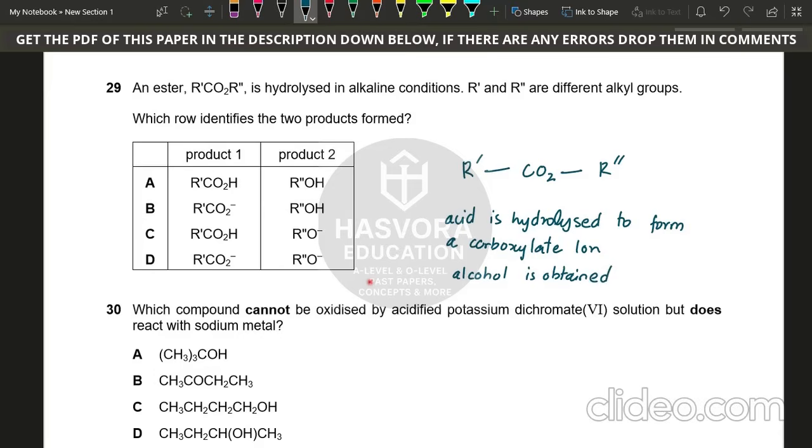So the alcohol is obtained, the R double prime OH will remain as it is, while the carboxylate ion will be obtained for the acid. There will be no formation, or you cannot obtain your acid in alkaline conditions. So B will be your correct answer for this one.